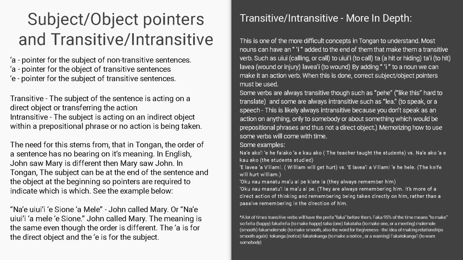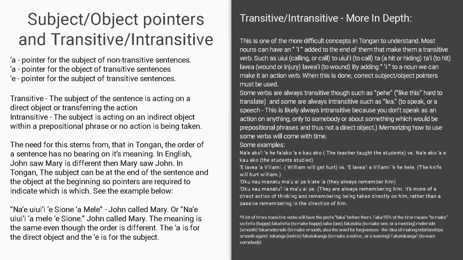Transitive and intransitive is an idea that we have in English, but I don't remember learning about it in school. But it's basically the subject of the sentence is acting on a direct object or transferring the action if it's transitive, hence transitive and transfer. And then intransitive, the subject is acting on an indirect object within a prepositional phrase or no action is being taken, is intransitive. But even if this object is within a prepositional phrase, if the verb is transitive, you would still use transitive pointers. But that's something you just have to learn over time. So we'll go ahead and move forward.